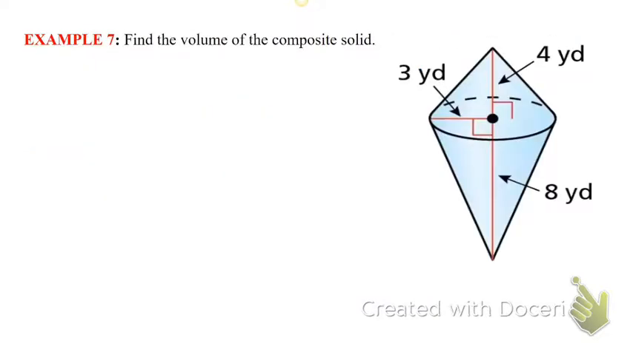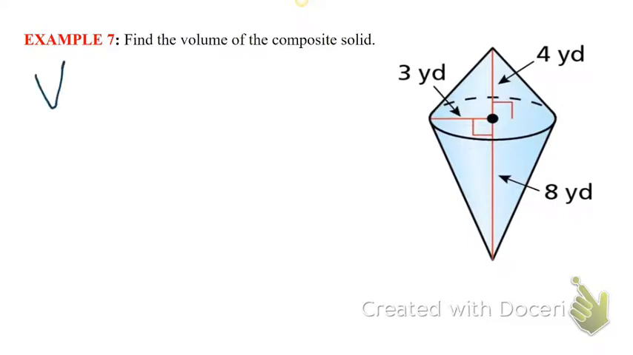Now we have a solid that is a composite solid, meaning that two shapes were put together in order to form one shape. This one has a cone on the top and a cone pointing down on the bottom. They both have the same radius of 3 yards. The cone on top has a height of 4 yards and the cone on the bottom has a height of 8 yards. So we're going to have to find two volumes and then add them together.